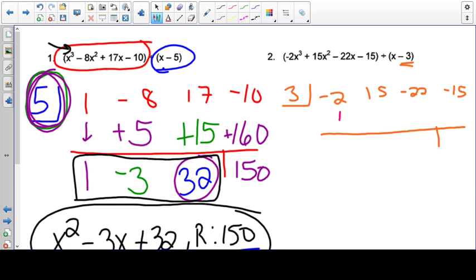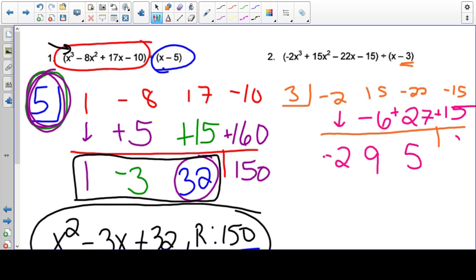I'm going to start by bringing down that negative 2. Then I have negative 2 times 3, which gives me negative 6. So I have 15 minus 6, which is 9. Then I have 9 times 3, which is 27. So I have negative 22 plus 27, which gives me 5. I have 3 times 5, which is 15. Negative 15 plus 15 is 0.